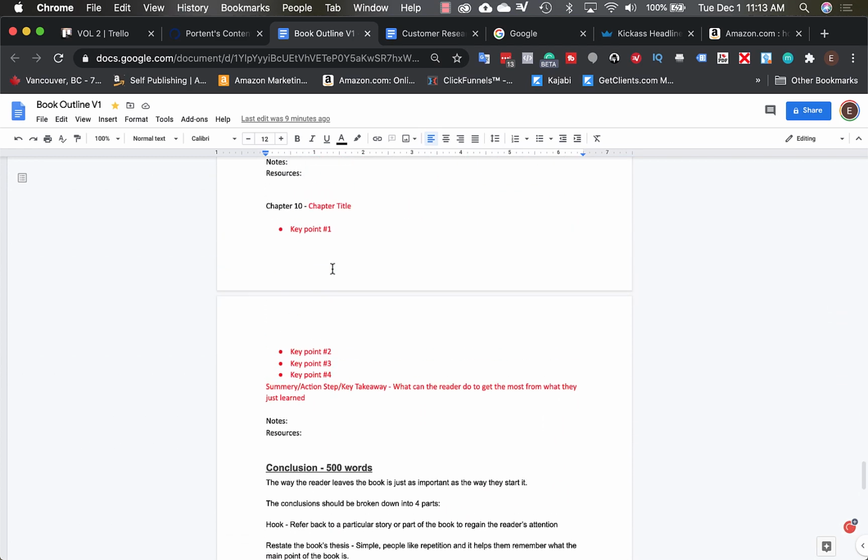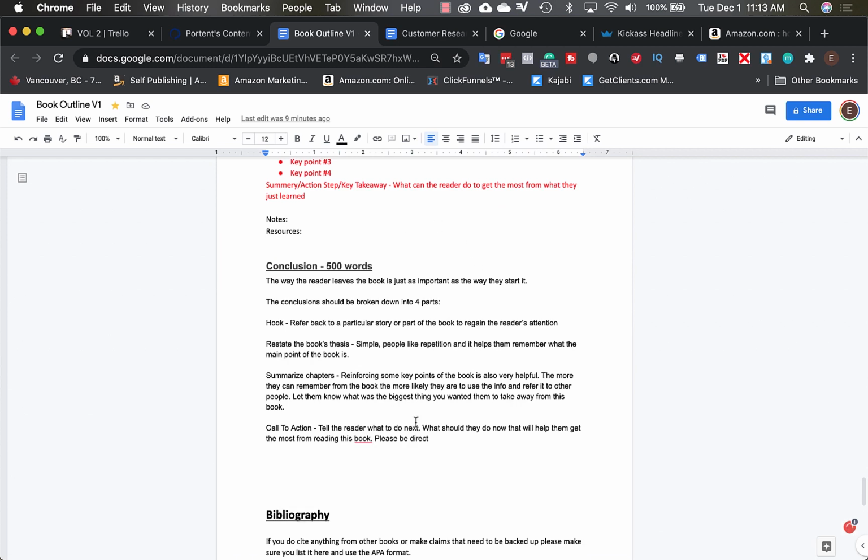So basically, you're going to be filling out everything in the red part, and then we have the conclusion. The way the reader leaves the book is just as important as the way they start it. The conclusion should be broken down into 4 points. The hook, go back to a particular story or part of the book to regain the reader's attention. Restate the book's thesis. Simple. People like repetition, and it helps them remember what the main point of this book is. Summarize the chapter. Reinforcing some key points is always helpful.